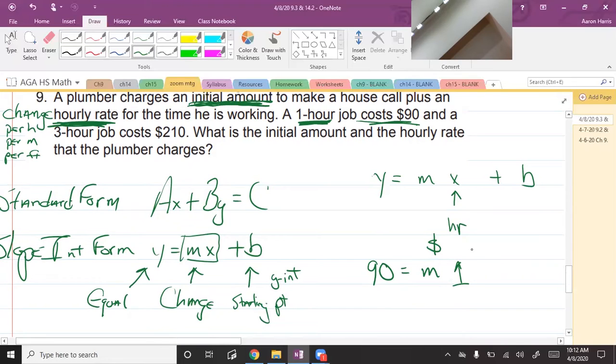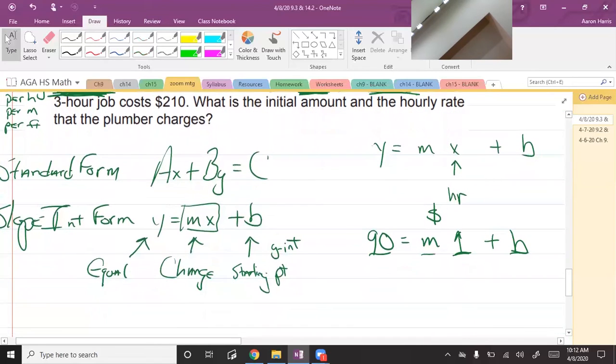Or you could leave it as a $ sign, okay? Do I know the initial amount? No, that's actually what they're asking for, okay? So plus B, I'm just going to leave it there. These are two unknowns. I don't know the slope. I don't know where he initially started, but I do know how much it costs for 1 hour, and I do know that it's 1 hour.